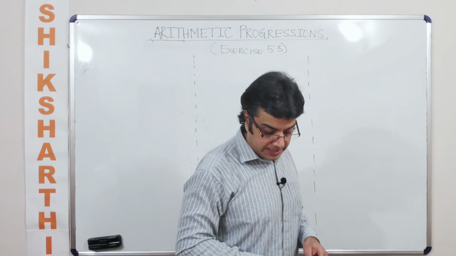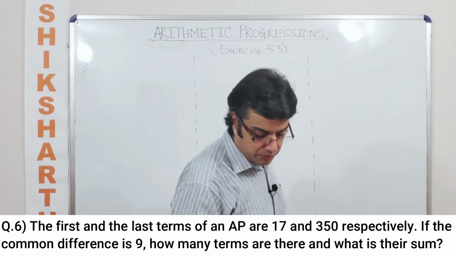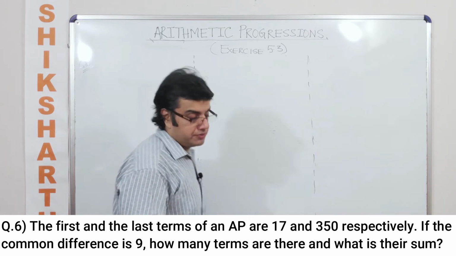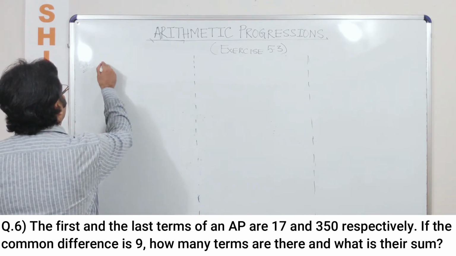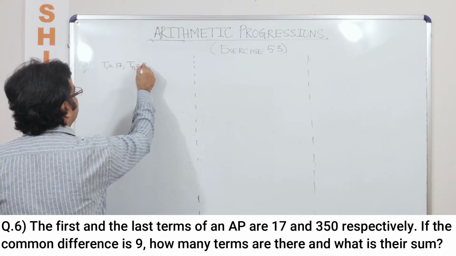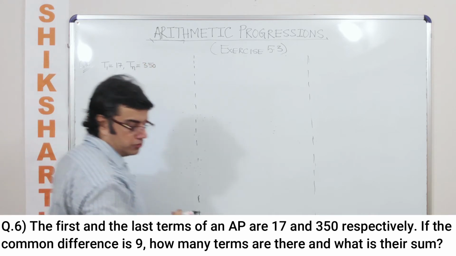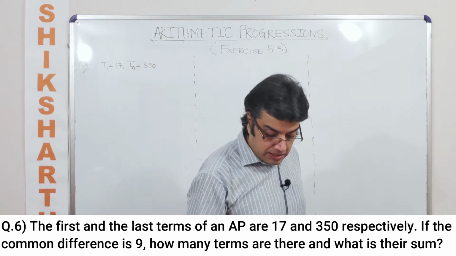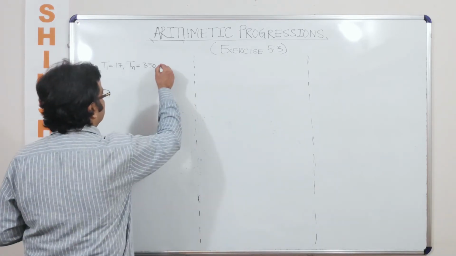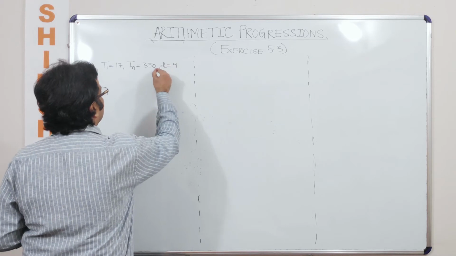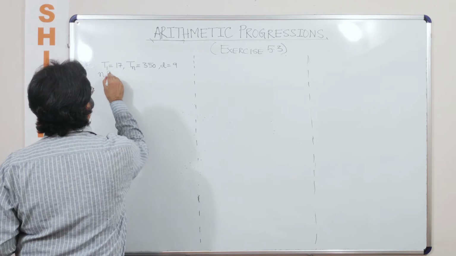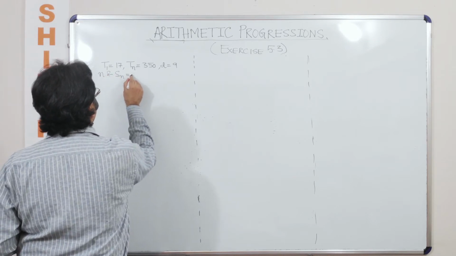So talking about question number 6, it says the first and the last term of an arithmetic progression is given to you. So first term is given to you as 17 and the last term is given to you as 315. And what are they asking you to find out? They are asking you to find out, if the common difference is given to you as 9, how many terms are there and what is their sum. So the common difference is given to you as 9. So they are asking you to find out the value of n, and the sum of first n terms is what they are asking you to find out.